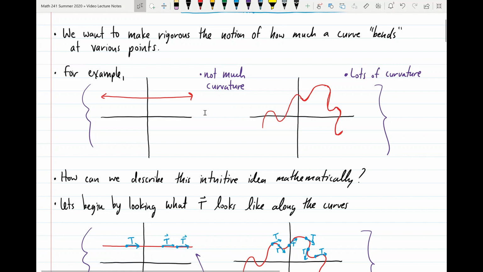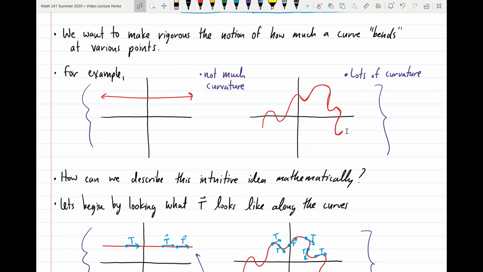So if we look at the curve on the left, which is just a straight horizontal line, this is a curve that does not bend or turn very much. We would say that it does not have a lot of curvature, whereas the curve on the right turns a bunch of different times. It's bending all over the place. And we'd say that that curve has a lot of curvature.